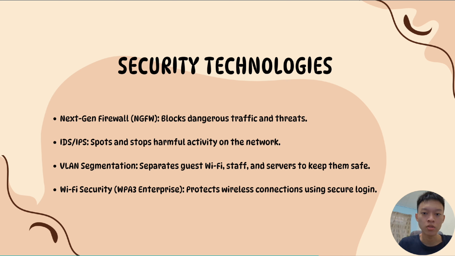VLAN segmentation is used to separate different network areas such as guest Wi-Fi, staff, and servers to enhance overall security and prevent unauthorized access. Lastly, Wi-Fi secured with WPA3 Enterprise protects wireless connections using stronger authentication methods, making it much harder for attackers to gain access. Together, these technologies create a safer and more secure network environment.